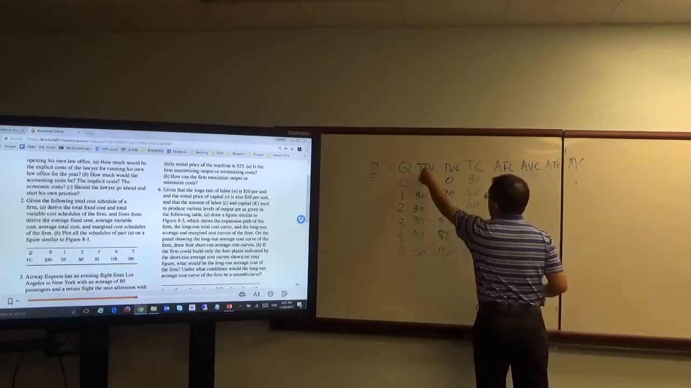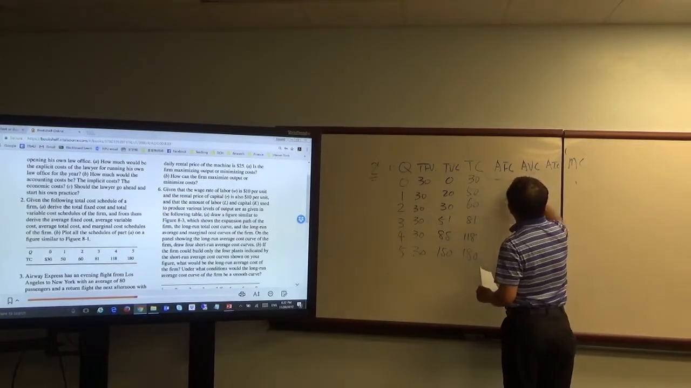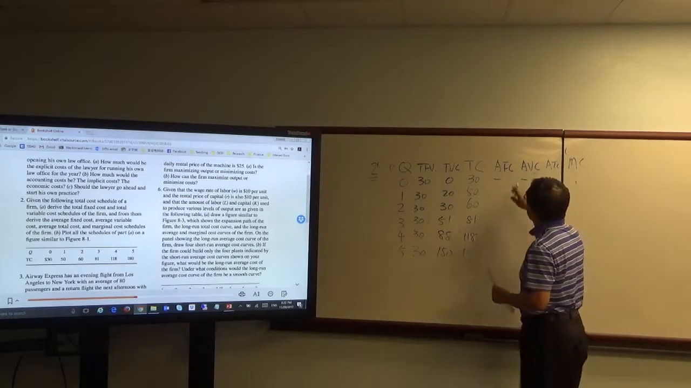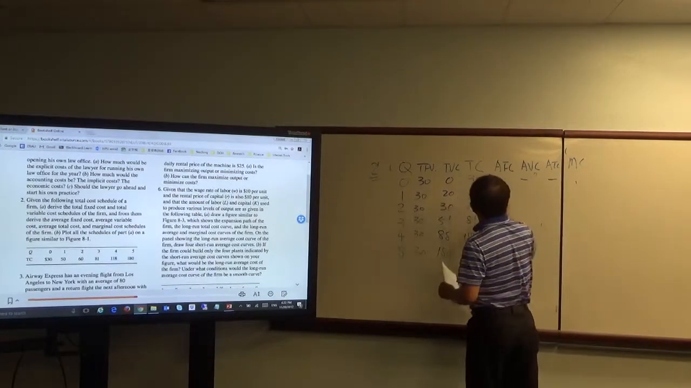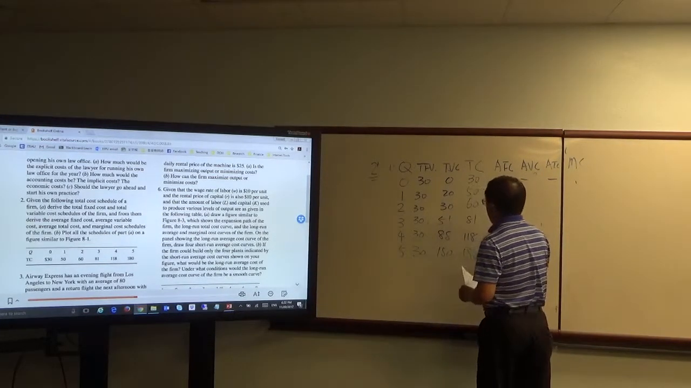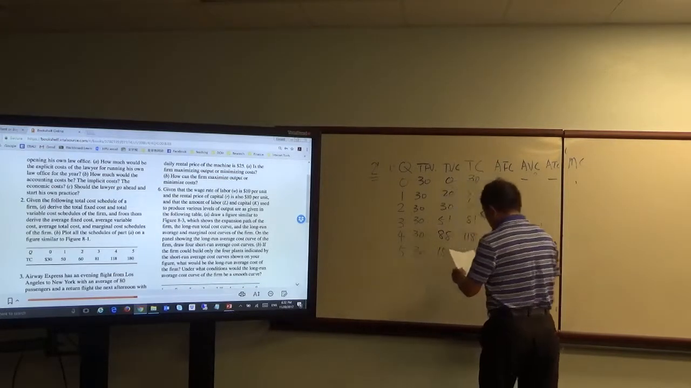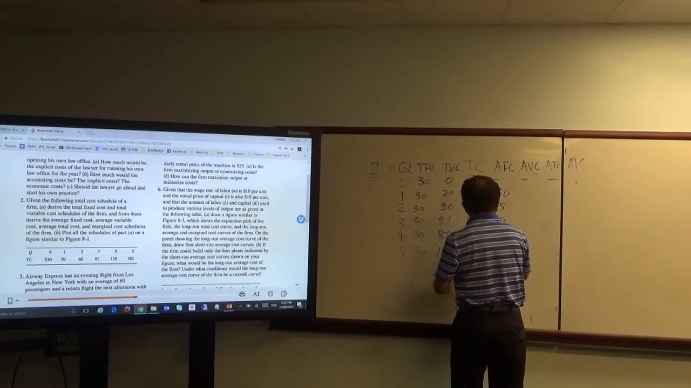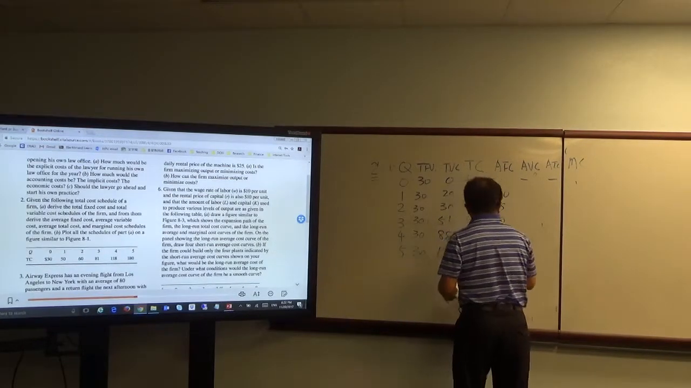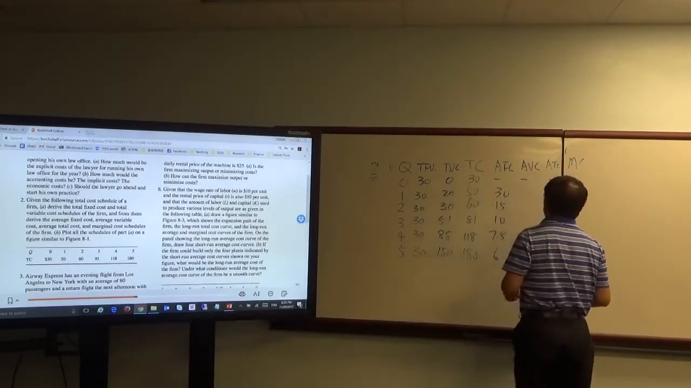Now once we have the total fixed cost, we can figure out the average costs. Average fixed cost is 30 divided by 1, that's 30. 30 divided by 2 is 15. 30 divided by 3 is 10. 30 divided by 4 is 7.5. And 30 divided by 5 is 6. That's the average fixed cost.